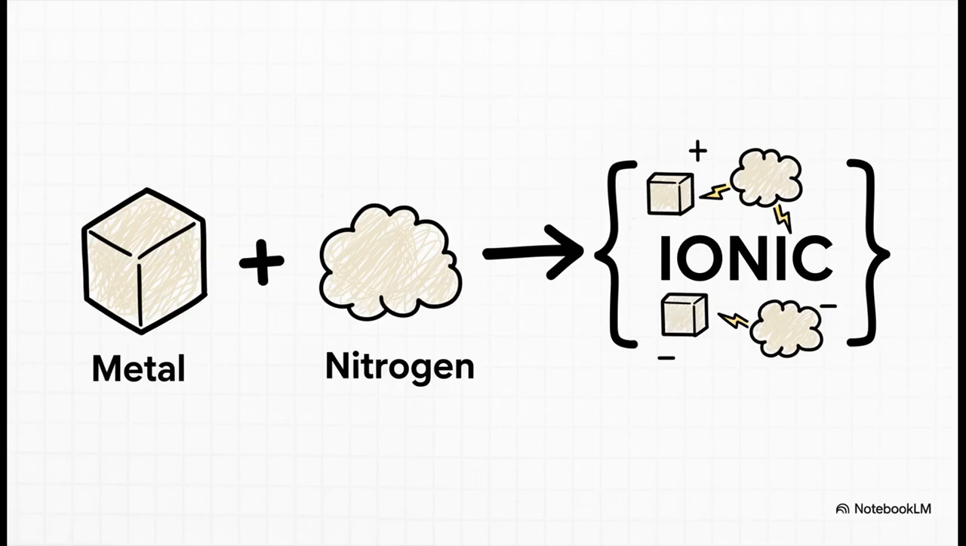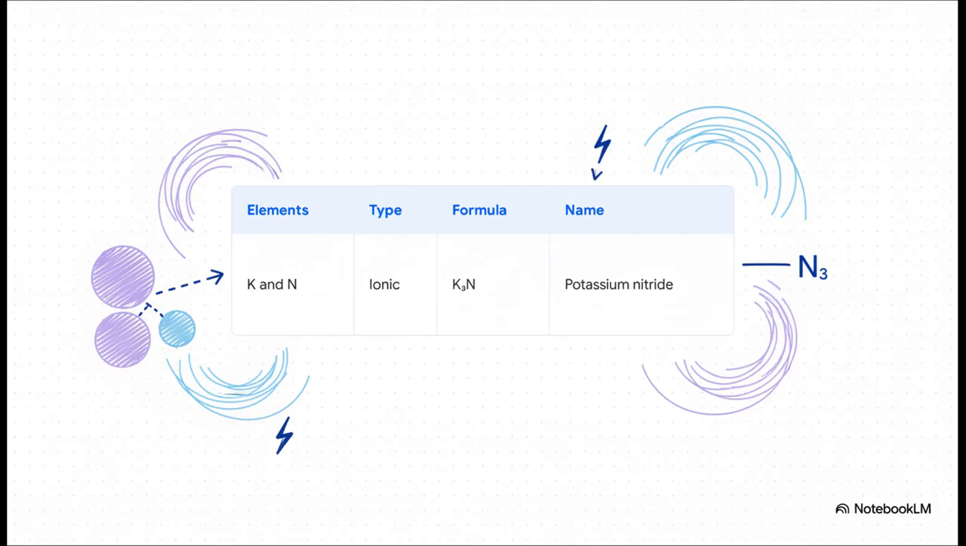Exactly, no prefixes allowed. And would you look at that? The formula is K3N. Even though there's a 3 there, we don't say tri-potassium. Why not? Because it's ionic. We just ignore the numbers in the name and call it potassium nitride. See how different that is from our last example? It all comes down to the family.